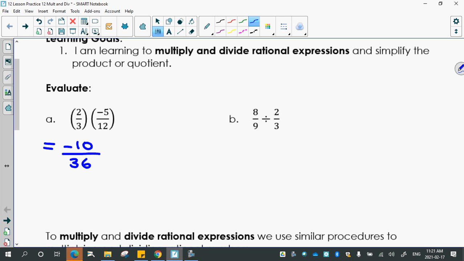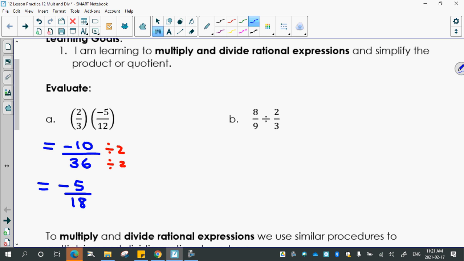And then you reduce. So can negative 10 over 36 reduce? Yes, you can divide top and bottom by 2. Does everyone agree with that? So it's going to reduce to negative 5 over 18. Does that make sense? Okay, so that's multiplying. Pretty straightforward. Multiply the tops together, multiply the bottoms together, reduce.